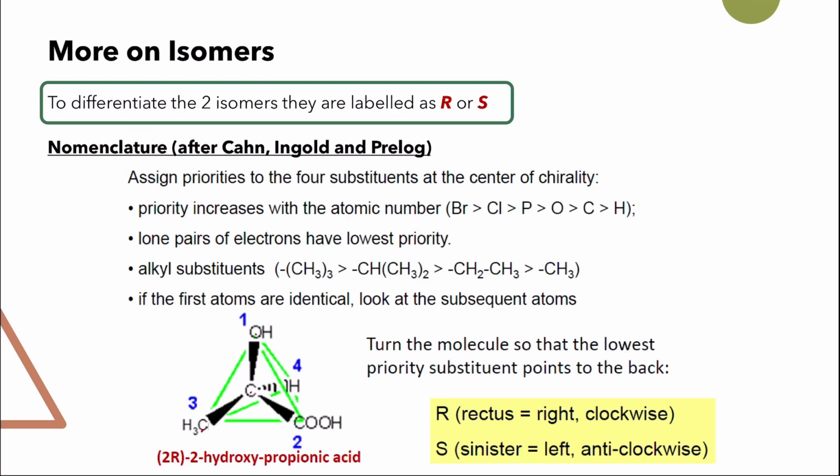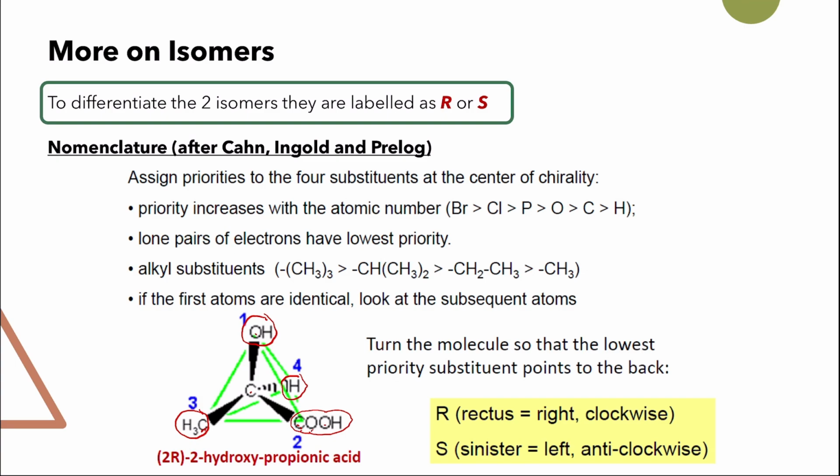So now we need to assign the priorities for this compound. We have an OH, methyl, carboxylic acid group, and hydrogen. The one that's going to have the highest priority is the OH, because oxygen will take priority over carbon and hydrogen. So this is number one. Number two is going to be the carboxylic acid group, because here we have a carbon with an oxygen attached to it, while the methyl carbon has three hydrogens attached. And then methyl takes priority over the hydrogen, which is going to be number four.